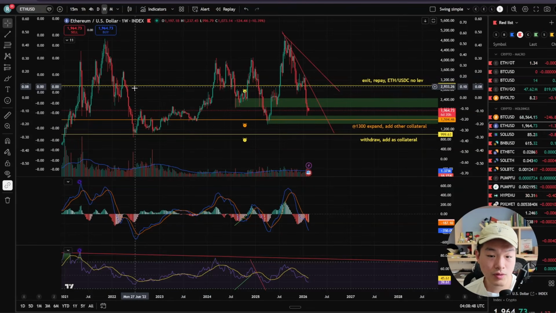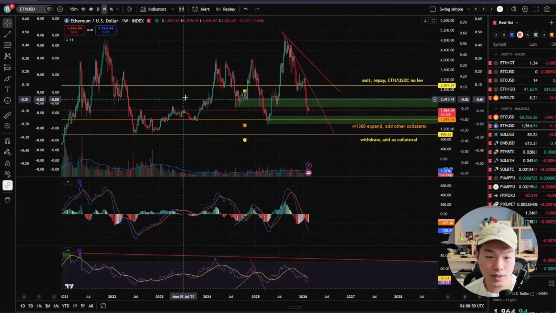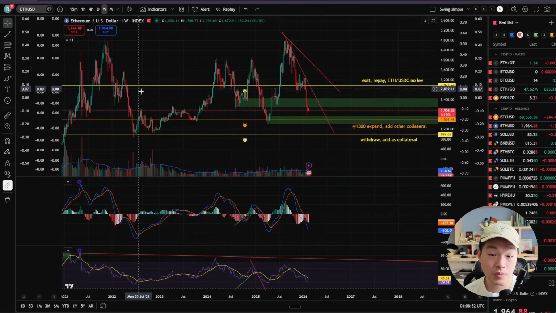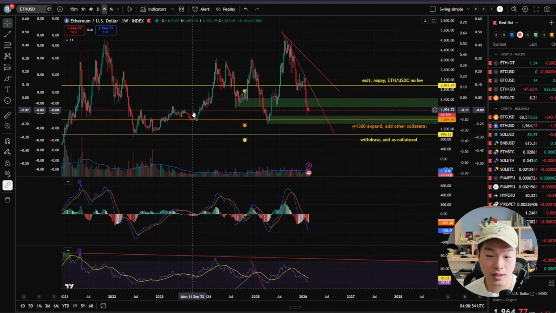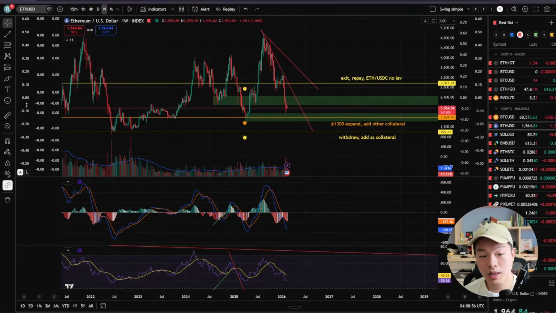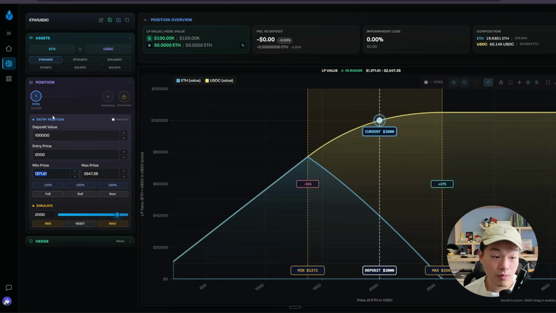But let's just say you're expecting a rough scenario like the previous bear market where maybe the price is just bouncing in this zone here, right? But I probably won't go that tight. Let's just say I want to do like $1,000 to $3,000. That is a pretty comfortable range, right?